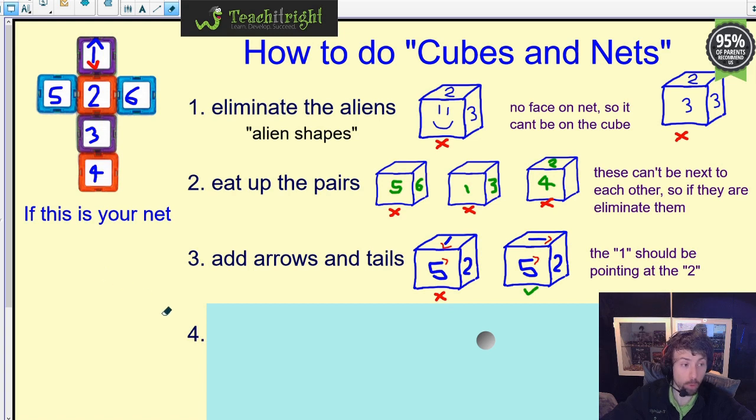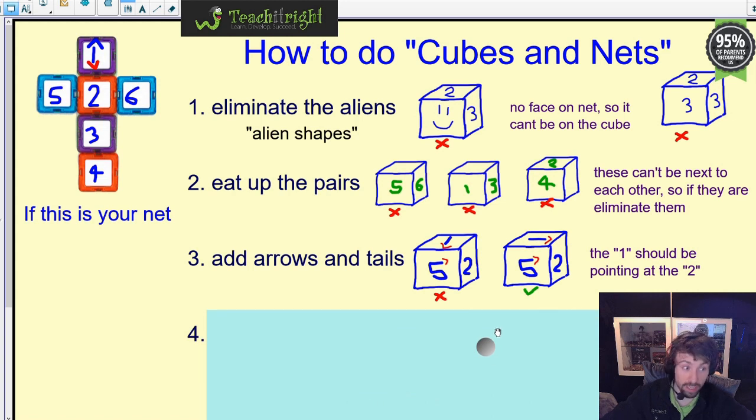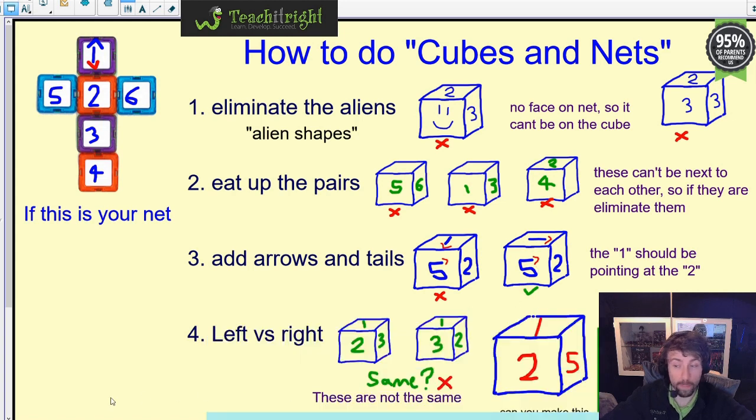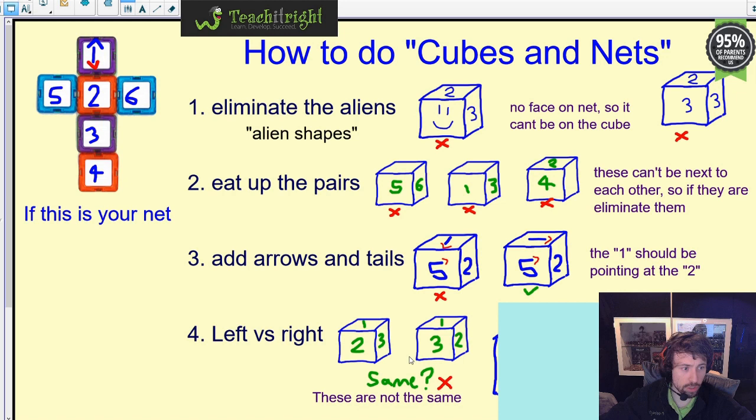However, normally, if you get to this stage and you've still got a couple of options left, the last step is either a really difficult direction one, where it's really subtle, or this last step, which is, again, I don't have a catchy name for this one, but essentially it's to consider, is it a left-handed shape or a right-handed shape? Is it left or right? And so my first question that I would ask is, are these two cubes here the same? And the answer to that is no, they're not.